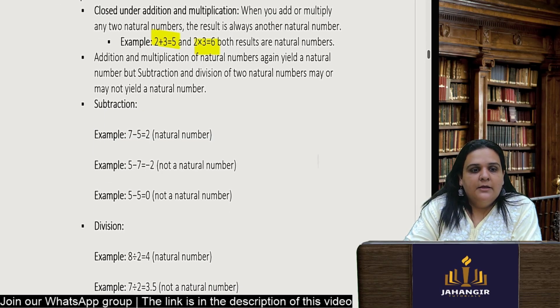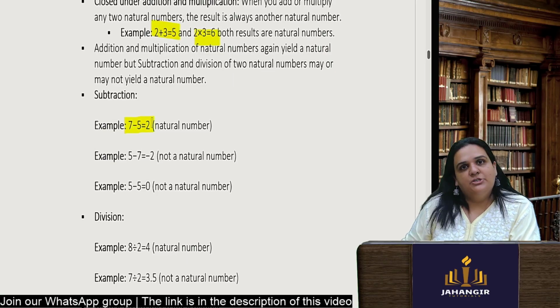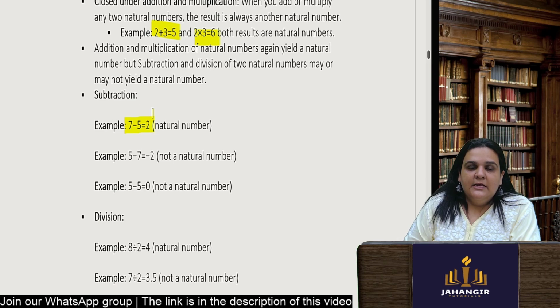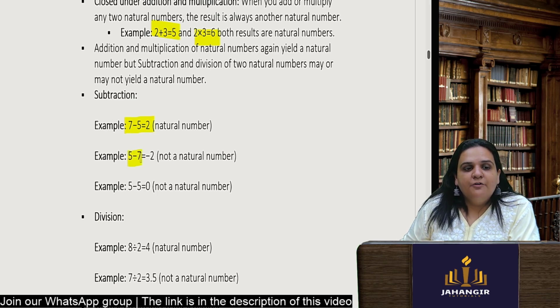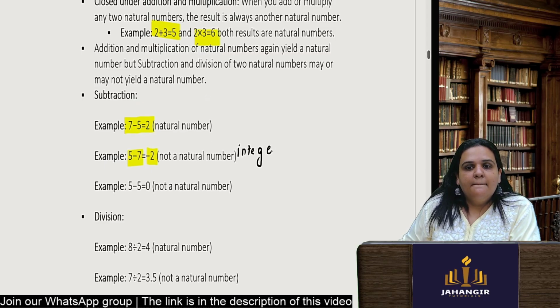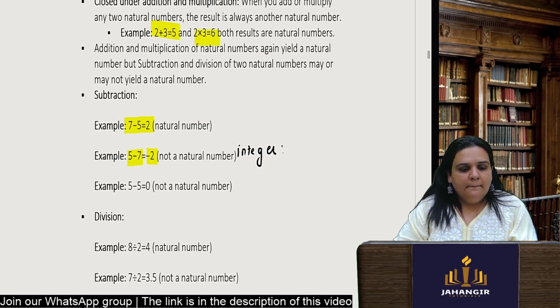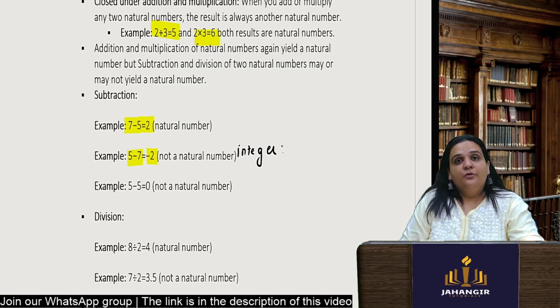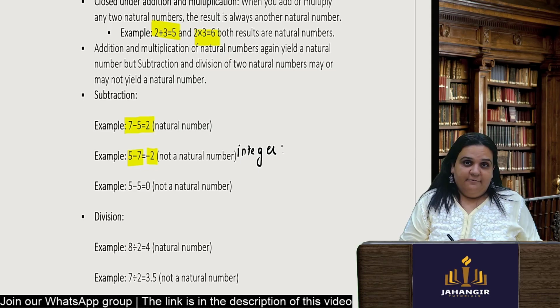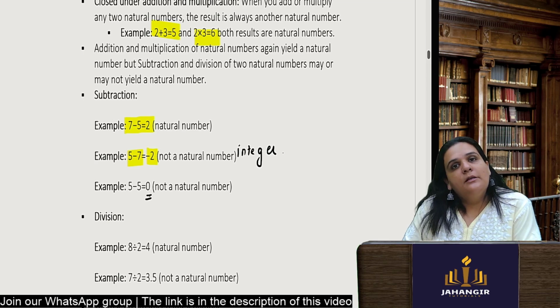Now how? If I am subtracting 5 from 7, 2 is a natural number. But if I do the reverse, subtracting a greater number from a smaller number, I am going to get minus 2. Minus 2 is not a natural number, but it is an integer. Also, if I subtract a number from itself, I will get 0. 0 is not a natural number, it is a whole number.